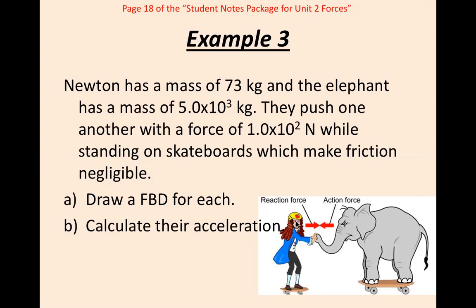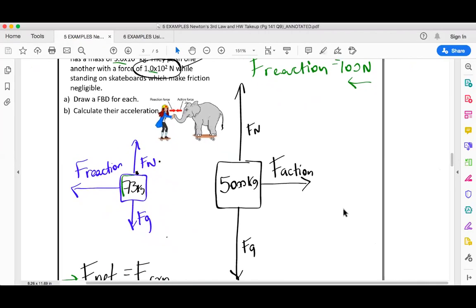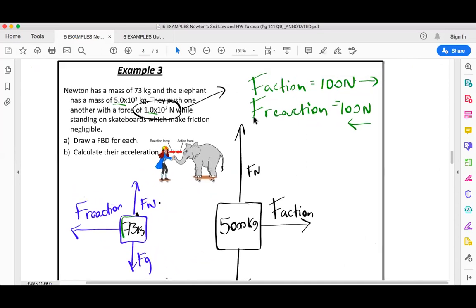So here's Newton and the elephant. Okay, so taking a moment to draw the free body diagram. We have force of gravity for both, obviously different magnitudes, normal force for both. We have the action force pushing the elephant to the right, according to this diagram, and we have the reaction force pushing Newton to the left. The magnitude of the action and reaction forces are equal.